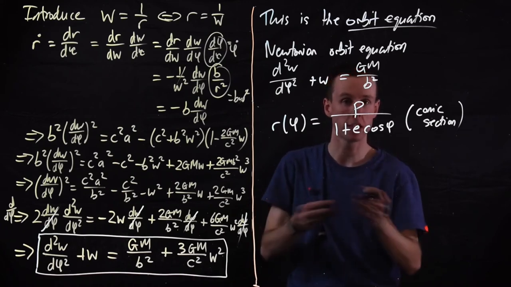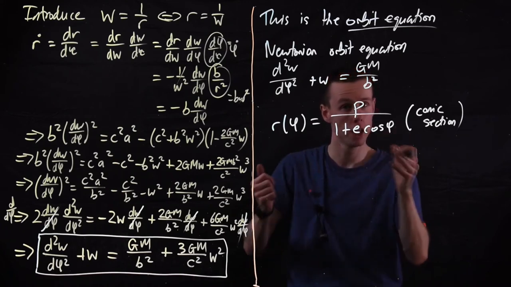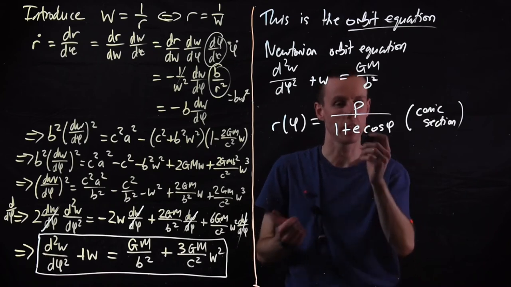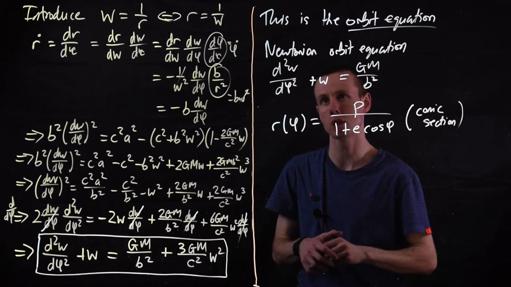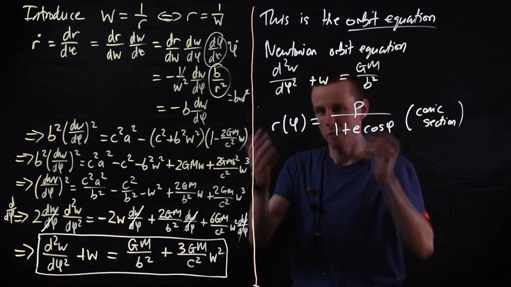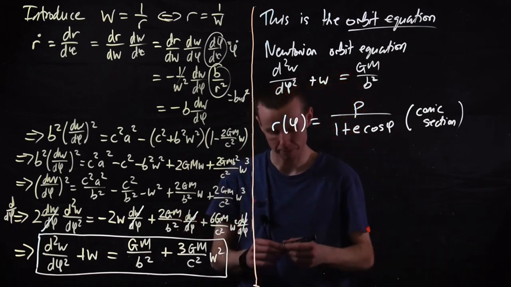So for the example of a closed orbit of a planet, then in Newtonian theory, e would be less than 1. So you get an ellipse. Now, fine, but what about general relativity?